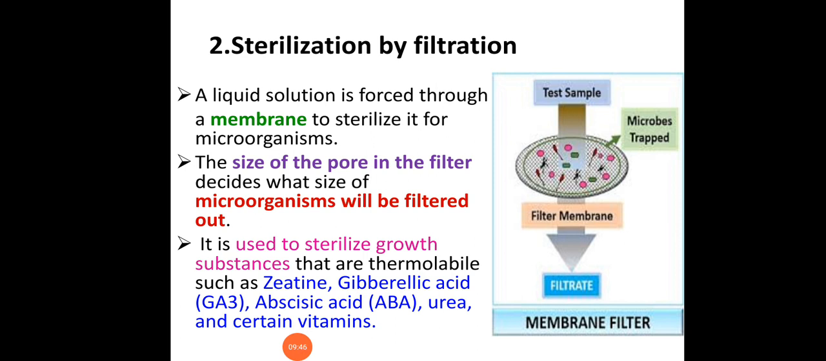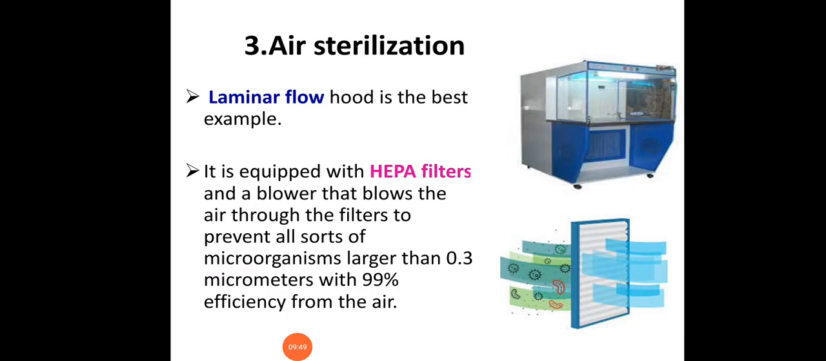Then going to the third slide, the third type of sterilization is called air sterilization. This air sterilization is done by laminar airflow. The laminar airflow is a good instrument to handle or transfer the media. Here first the UV light is present; when the UV light is on, some microorganisms may be killed. Then alcohol sterilization, wiping with alcohol, and then only visible light.